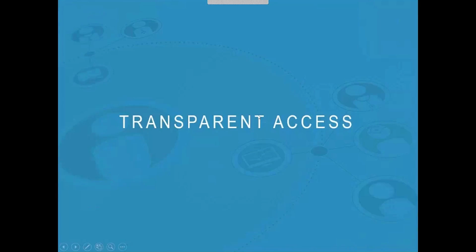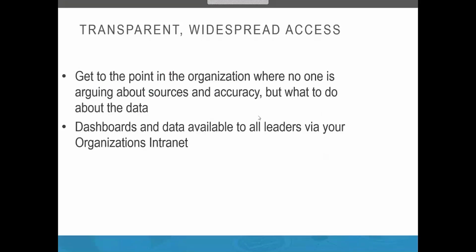So I mentioned transparent access a minute ago. And I used to work at a health system, this was a long time ago, and the planning person walked around with a 3-ring binder with all the planning data in it, and he only told people what they needed to know. So only he had the whole picture. So you can imagine the lost opportunities. So I think that by being open and transparent and having widespread access, it enables you to move to the point in the organization where no one is arguing about the sources and the accuracy of the data, but what to do about the data.